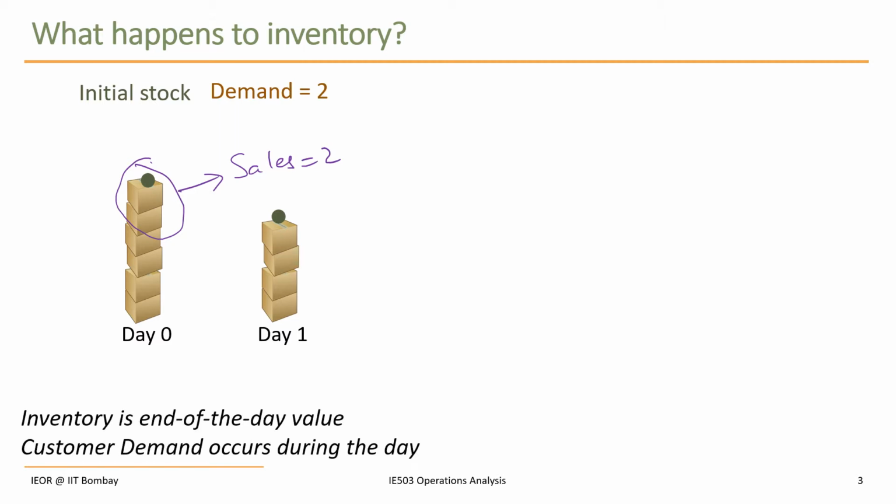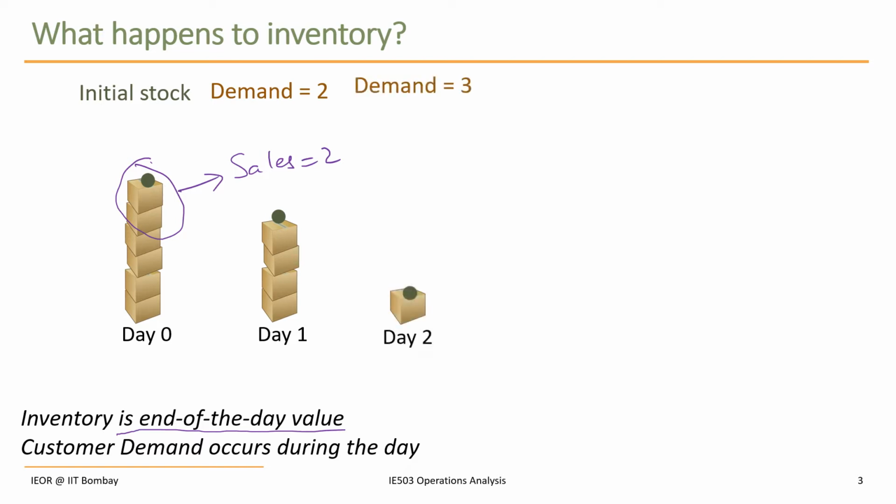Now, it's important to see when we are accounting for the inventory. Inventory is typically an end of the day value. You can imagine when a shop is about to close, they count how much inventory is the balance and record it as the inventory at end of period T or end of day T. And customer demand is assumed to occur throughout the day continuously over time.